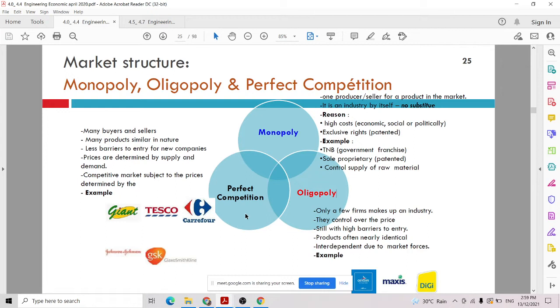And after that we have perfect competition. What is perfect competition? Perfect competition is open to all. If you want to sell your product, you go to perfect competition, and you have an open market, depending on your buyers and your demand.